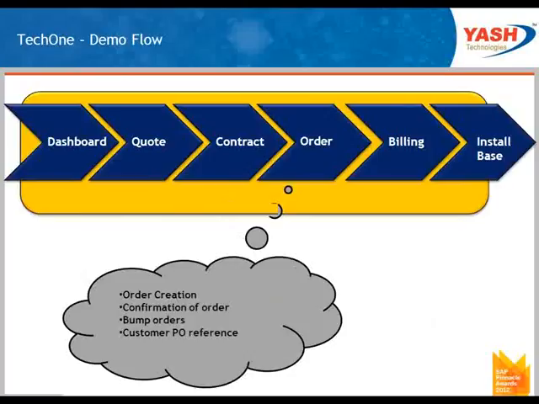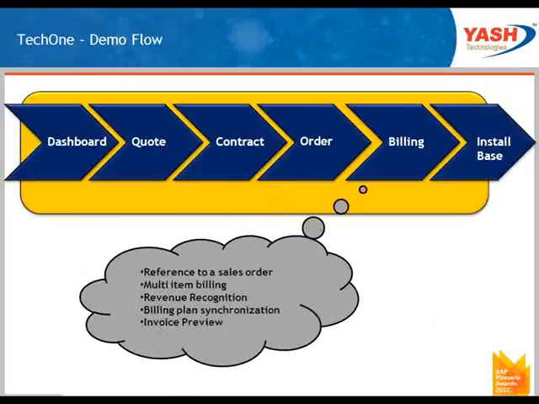We will also show the demo on the order creation, confirmation of orders, the customer PO references, and then finally get on to the billing, where we reference the billing to a sales order. We show the multiple item billing, how the revenue is synchronized, how the billing plan is synchronized, and we'll also take a sneak view of the invoice.